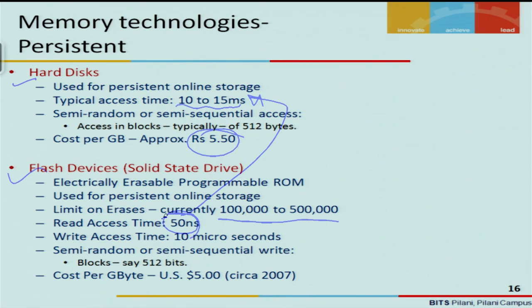Read access time is fast, but write access time is 10 microseconds, which is slightly heavy because the programming requires erasing and then writing. So due to that, its latency is more in terms of writing. It is again semi-random, so data is read or written at block level, and the cost is higher compared to the hard disk.